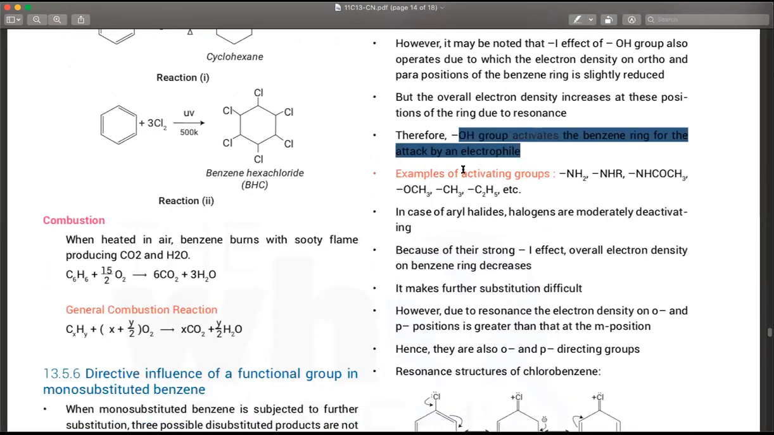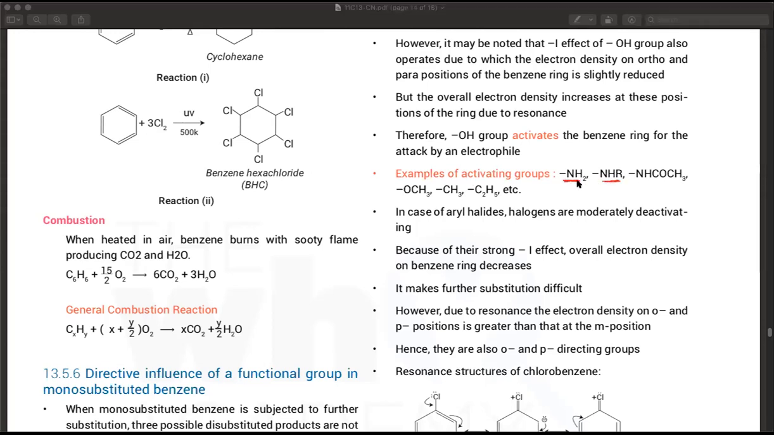So the OH group activates the ring. Other activating groups, just make a note of it, because this is important. Questions will be asked like, when aniline is treated in a Friedel-Crafts reaction, what are the products formed? So you need to know whether NH2 is orthopara directing or meta directing. Examples of activating groups: you've got NH2, NHR. So amines are all activating. Amide is also mildly activating.